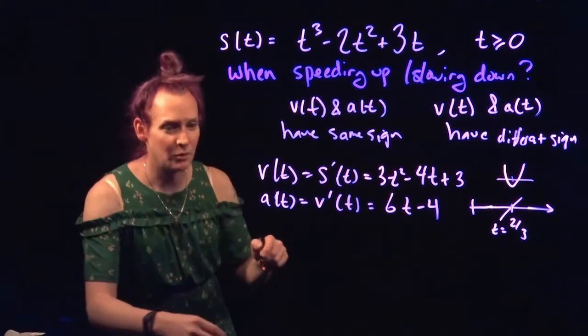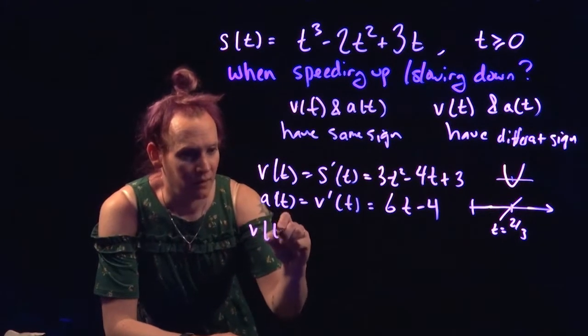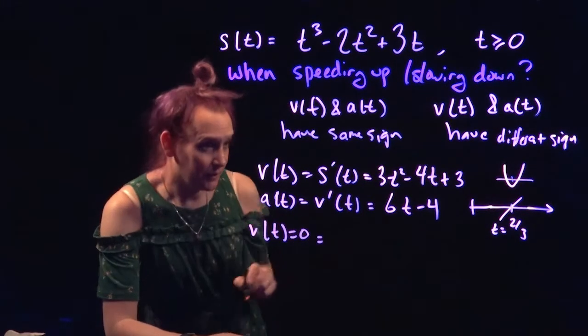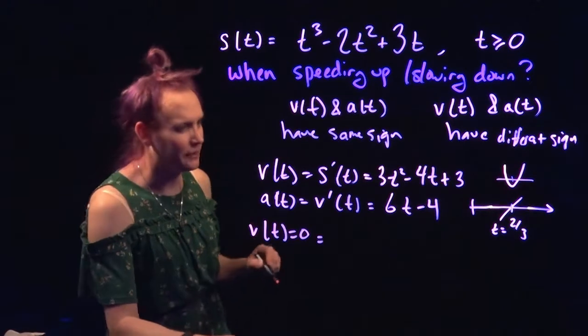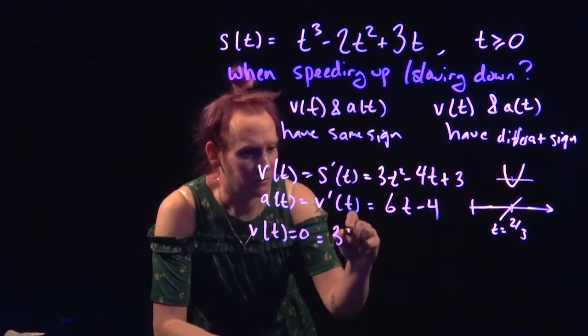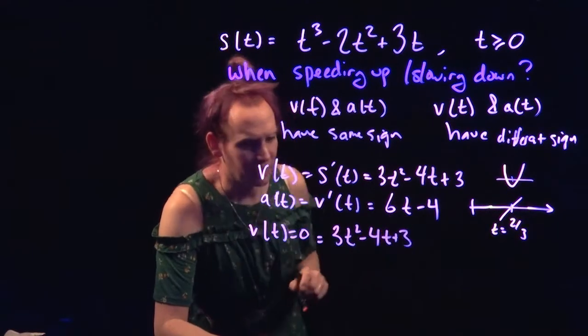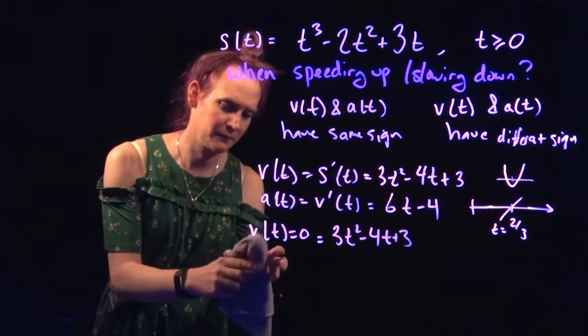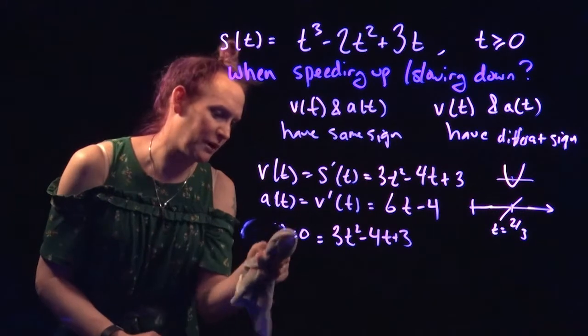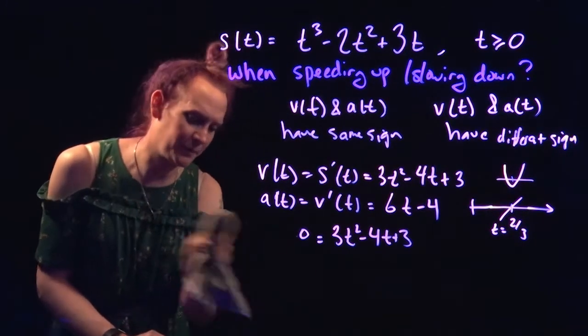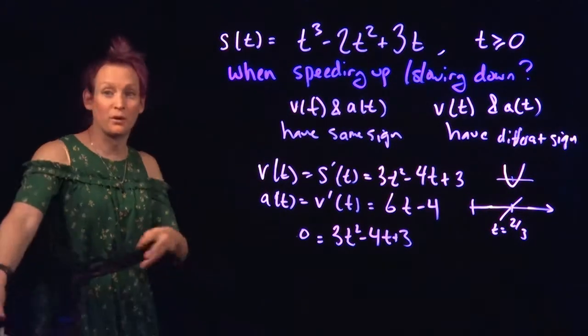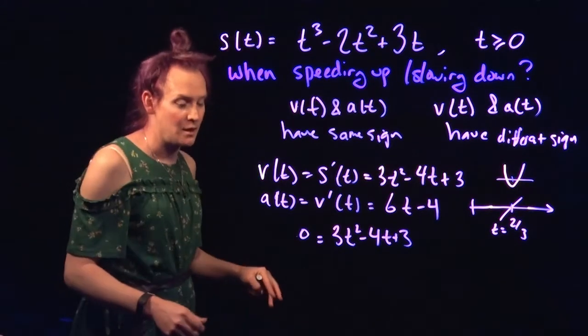Okay, so I want to know where v of t is 0, or when, possibly. And that's when 3t squared minus 4t plus 3 equals 0. I'm just going to erase those because I don't think they're particularly helping me. I just wanted to write those down. If I had infinite board space, I would totally keep them.